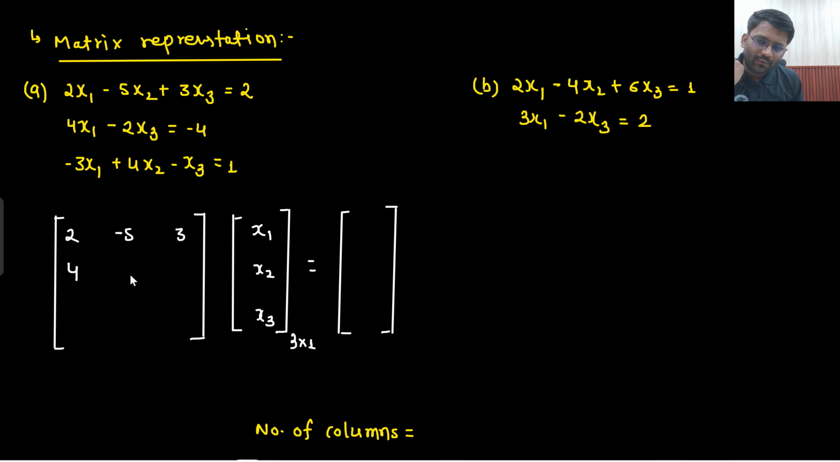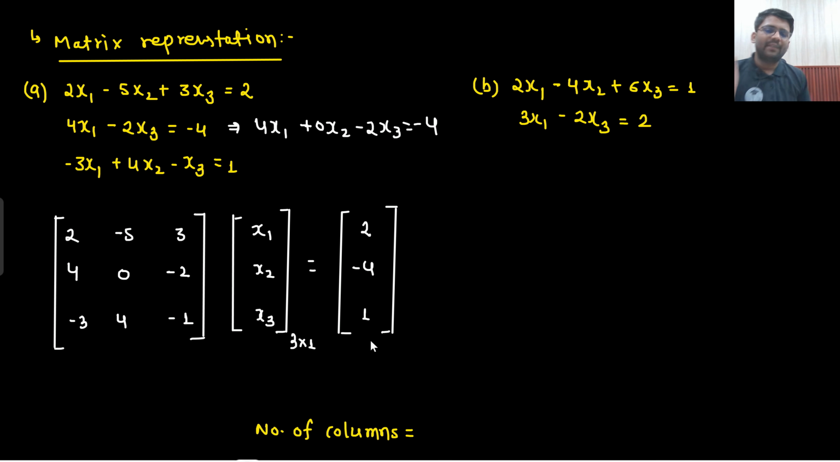Next I am going to write down 4x1 minus 2x3. That could be written as 4x1 plus 0x2 minus 2x3 equals minus 4. So 4, 0, minus 2. And minus 3, 4, minus 1. And here I am writing down 2, minus 4 and 1. Let me know, is it correct or not?